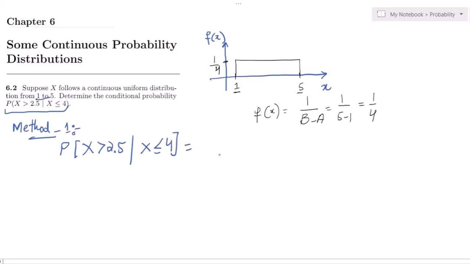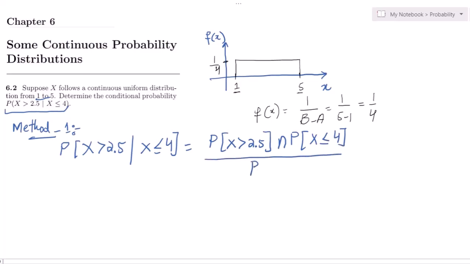What is this? According to the conditional probability, we have to write the probability that x is greater than 2.5 and x is less than 4, divided by the probability that x is less than or equal to 4. Here we can see that these two are connected, so we can write them combined as what?